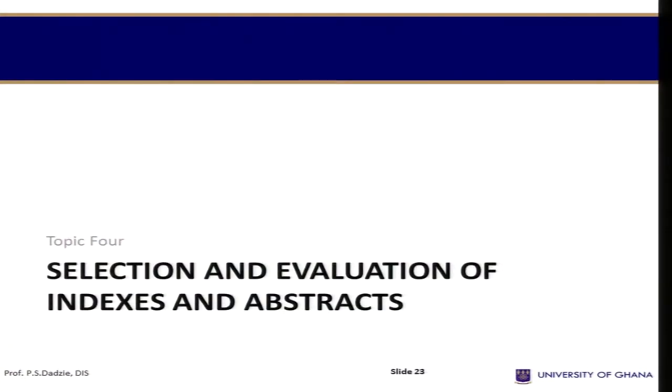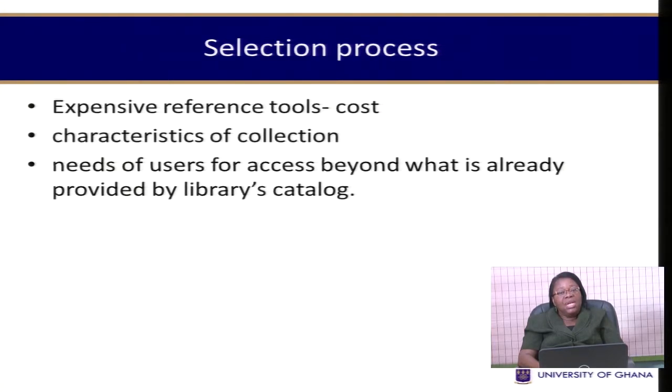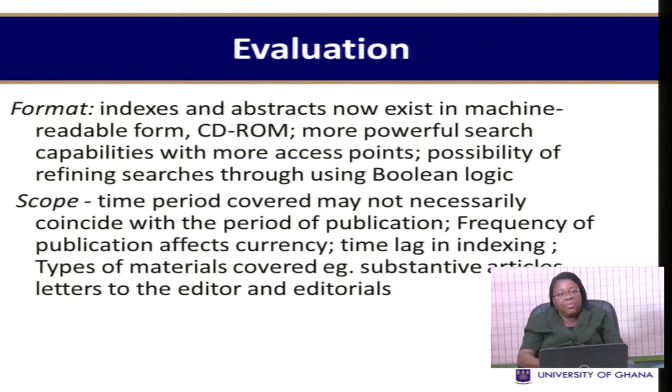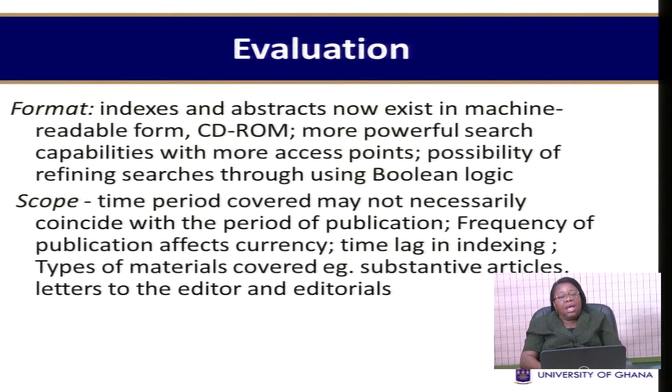Now let's look at the selection and evaluation of indexes and abstracts. You know, for the selection process, these materials are very expensive, and so you need to be careful when you are selecting the materials for your collection. One important evaluation is the format. Now, indexes and abstracts now exist in machine readable form. They are online, and so when you are looking for an index, you would probably go for an online index because of the capabilities of searching.